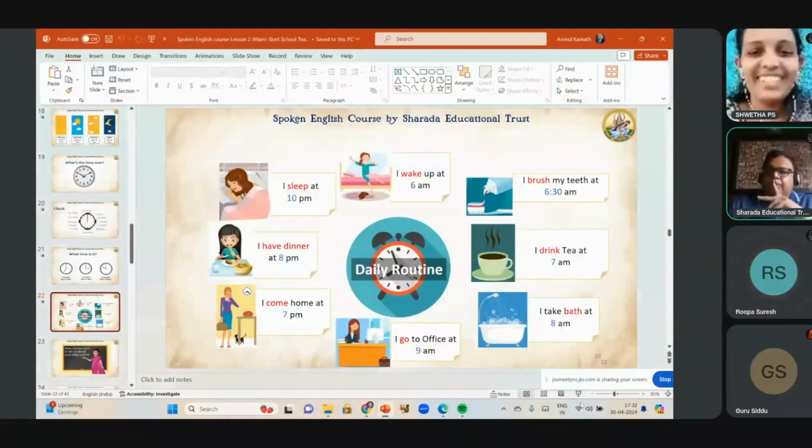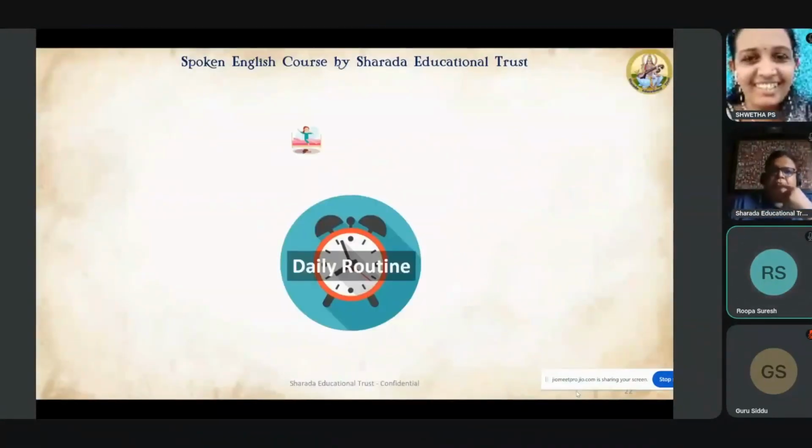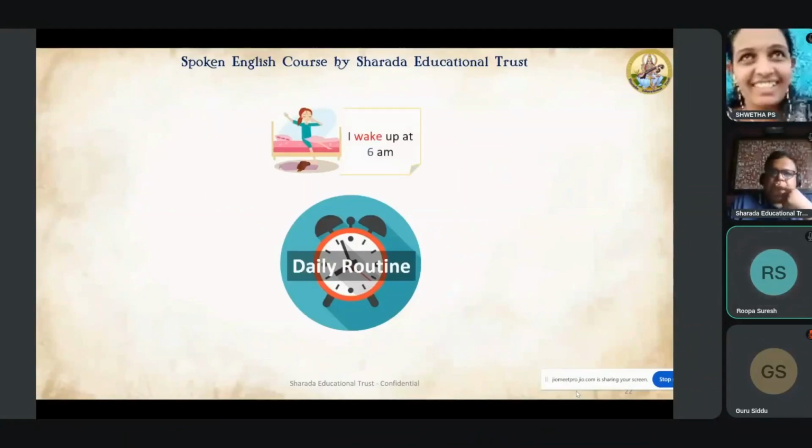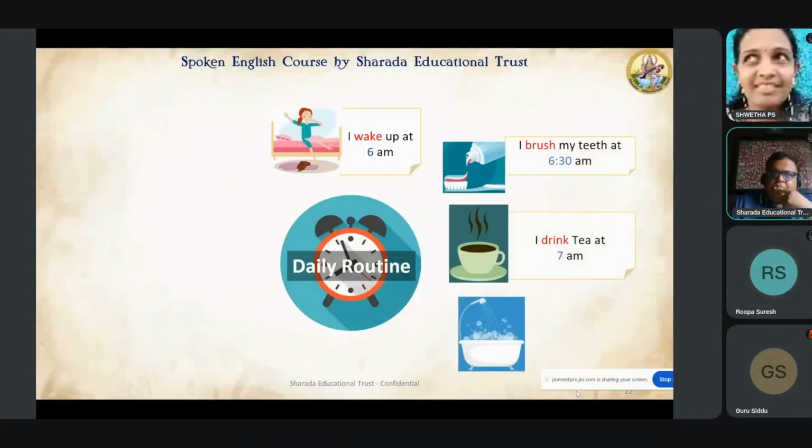I wake up 5 o'clock in the morning. After that, I prepared food for everyone, tiffin, and then I ready my children. Then after I will ready. I started to ready.